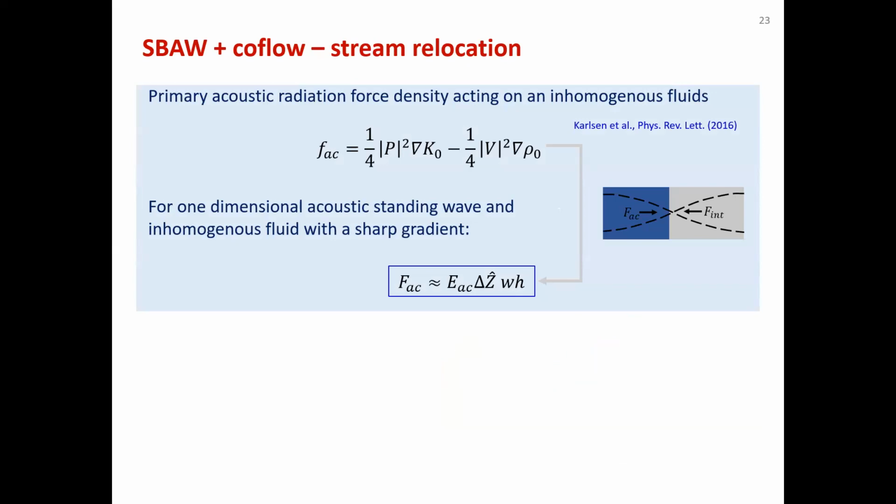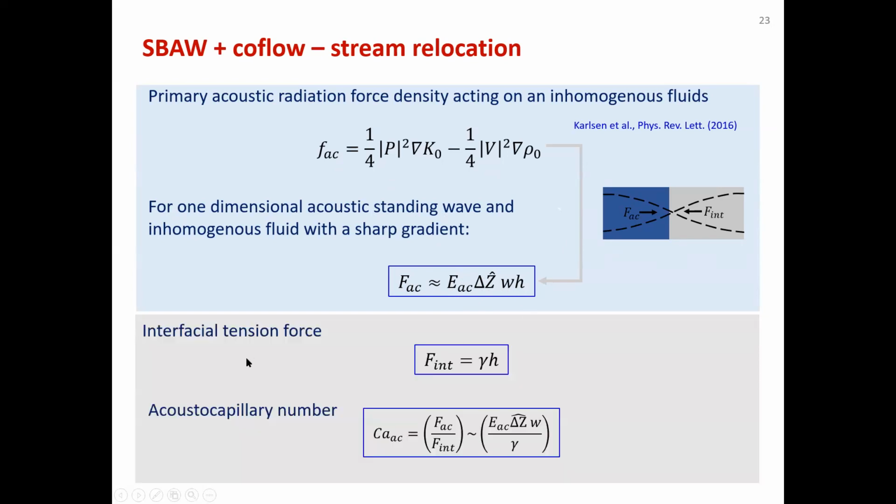So we try to understand that. One could write down the acoustic force that acts at an interface between two fluids, in terms of the acoustic pressure, compressibility, velocity, and density. For a one-dimensional case, which is the case here, this can be simplified to a form where the acoustic force goes as the energy density times the impedance contrast between the two fluids times the width and height of the channel. Similarly, for the interfacial tension force, one could write the interfacial tension times the height of the channel.